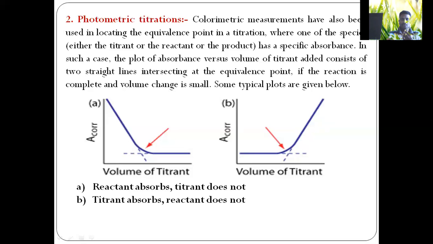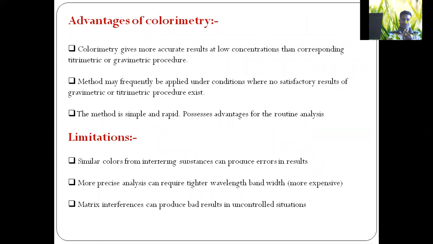So these are the two applications of colorimetry. Next are the advantages of colorimetry. Number one, colorimetry gives more accurate results at low concentration than corresponding titrimetric or gravimetric procedures. Number two, the method may frequently be applied under conditions where no satisfactory gravimetric or titrimetric procedure exists. The method is simple and rapid, and possesses advantages for routine analysis.